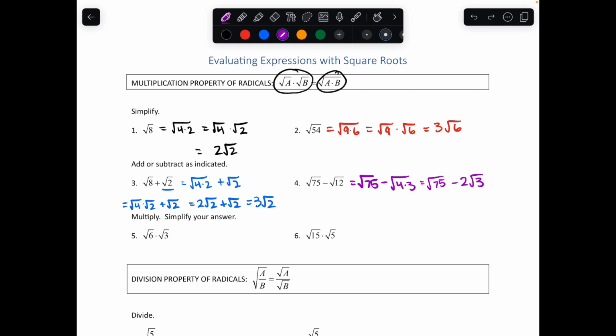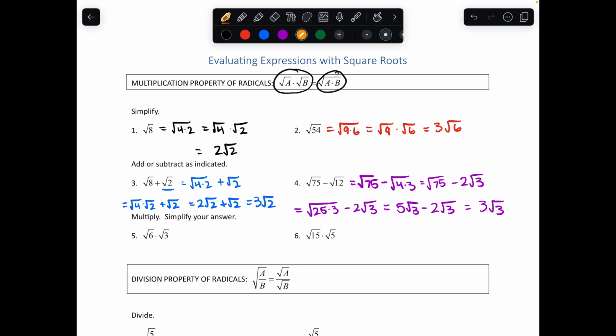So this becomes the square root of 25 times 3 minus 2 times the square root of 3. So this becomes the square root of 25 times the square root of 3. But what's the square root of 25? The square root of 25 is 5. So this becomes 5 times the square root of 3 minus 2 times the square root of 3. And so our final answer is 3 times the square root of 3.